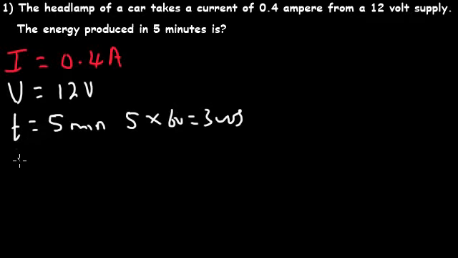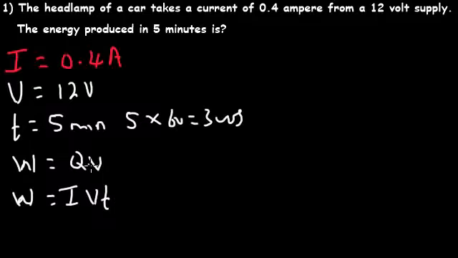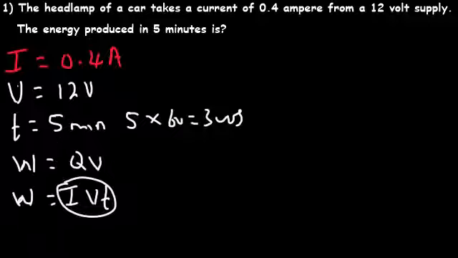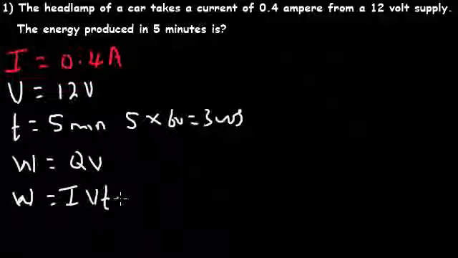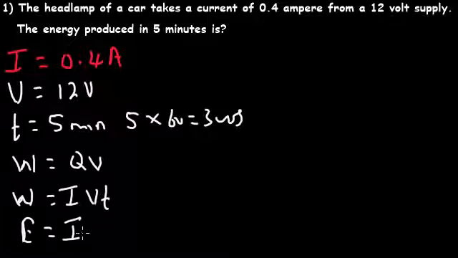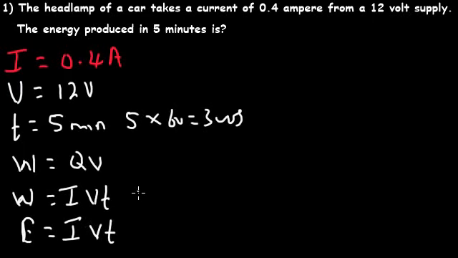Now at this point, what formula should we use? Should we use W equals QV, or should we use W equals IVT? Well, we can investigate that using what we are given. Notice that the second one will be the best, as all the quantities are given. So we are good to use the second one. You might be wondering why I used W, since this is energy. You can use E. So E is still equal to IVT in this case. The energy and the work done give us the same result.